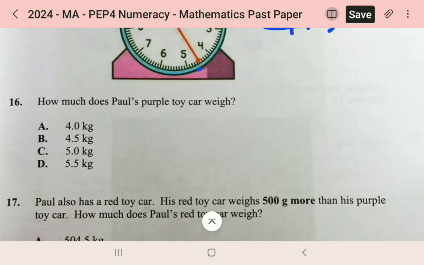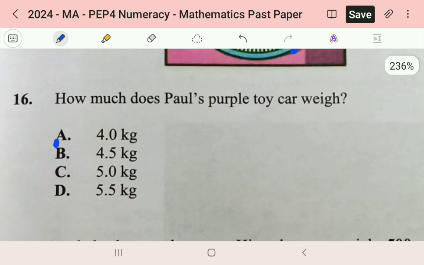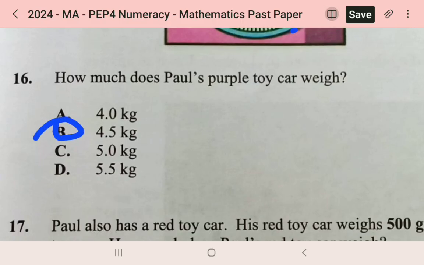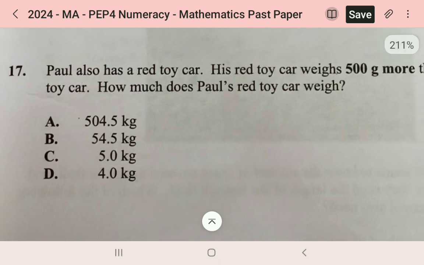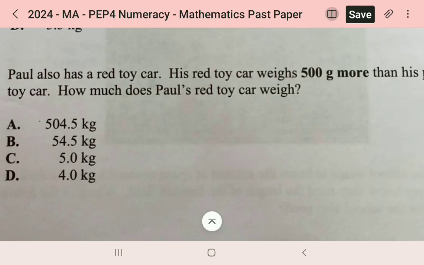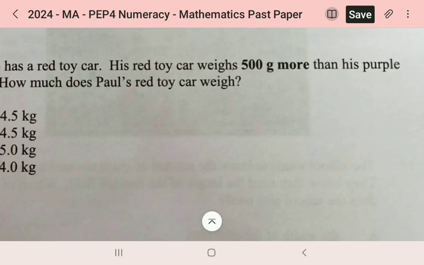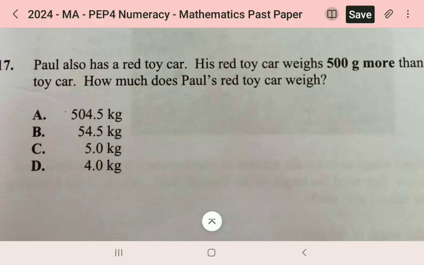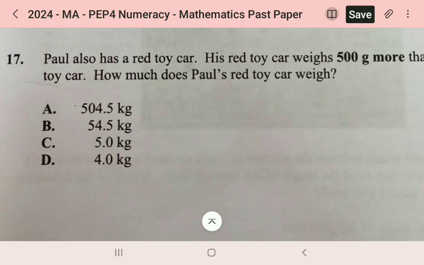How much does Paul's purple toy car weigh? 4.5. We did that already. Sometimes it pays to just start working before you even see what is asked. Number 17. Paul also had a red toy car. His red toy car weighs 500 grams more than his purple toy car. How much does Paul's red toy car weigh?